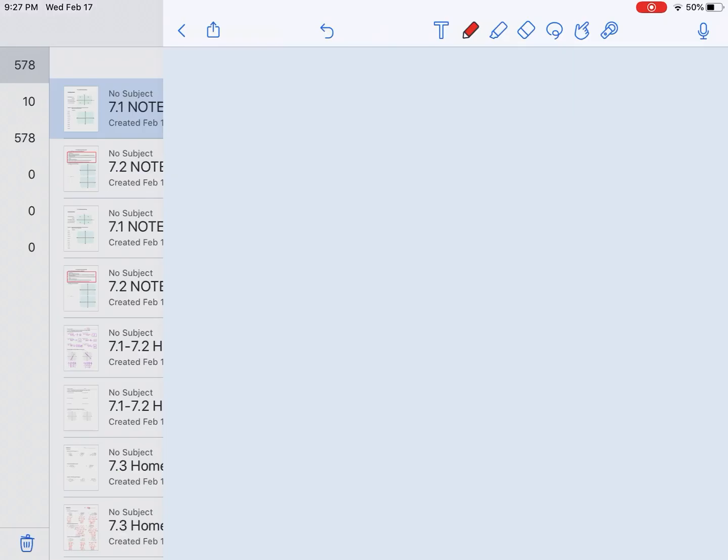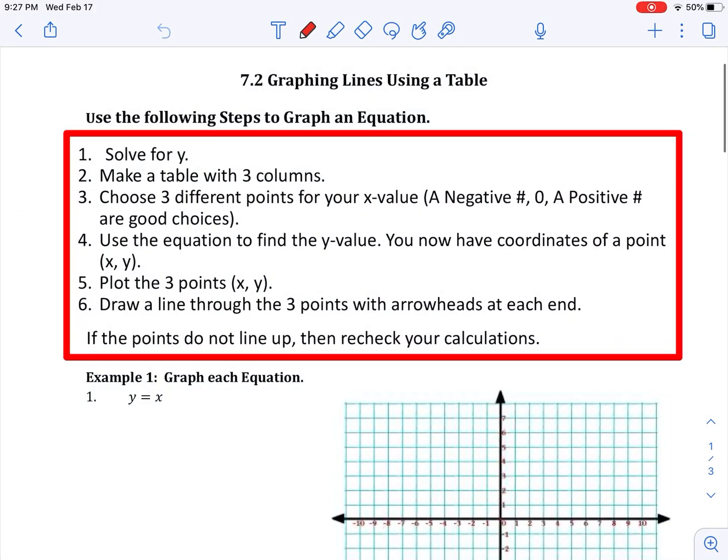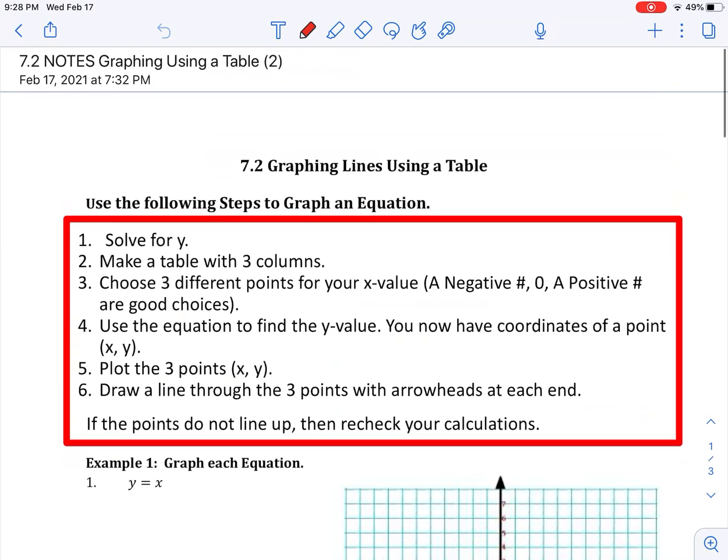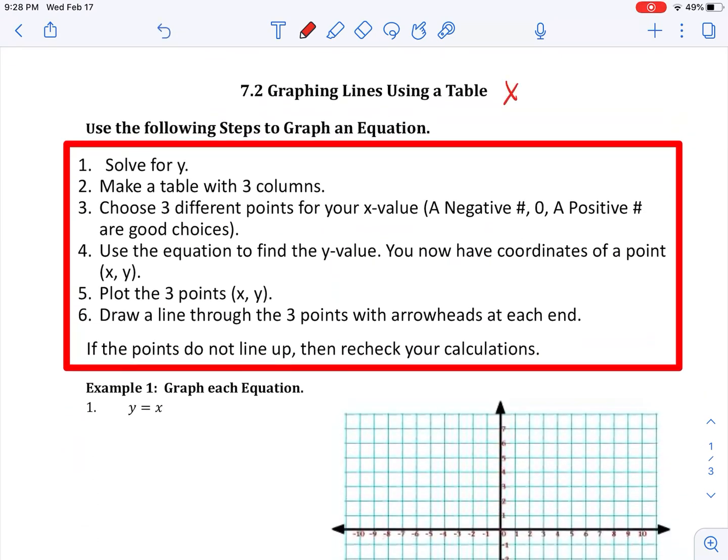A second topic that we covered was graphing by using a table. And we sometimes call it an XY chart or a table. So, let me say X, comma, or X/Y chart. That's another way of saying a table. So you're going to see a bunch of steps. There's 6 steps in that box that tell you what to do. The important thing to do is, of course, to always solve for Y.